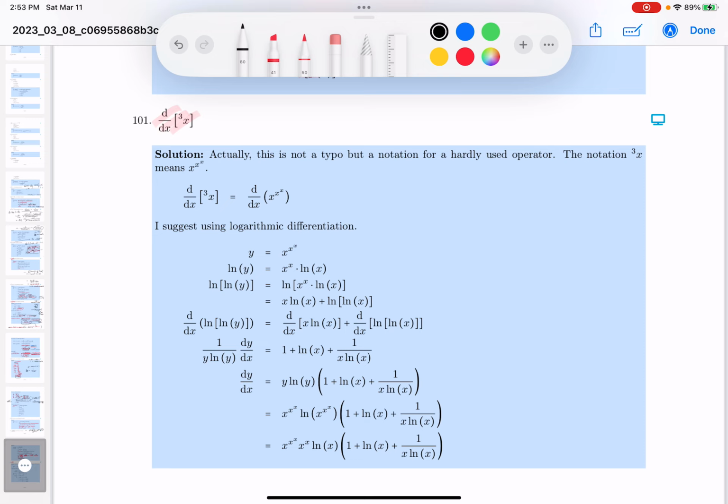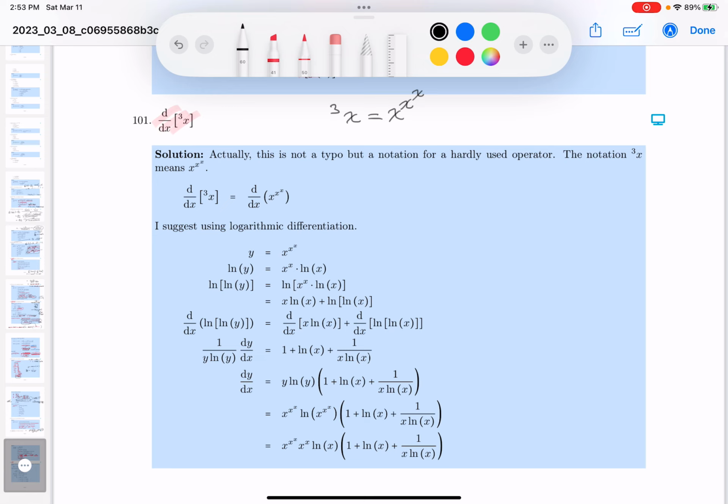So then I had to realize that when the 3 is on that side of it, what does it mean? It means x to the x to the x, right? Kind of bizarre looking, isn't it? And then someone says, what do they want you to do with that? They want you to take its derivative. And this looks really tough to do.